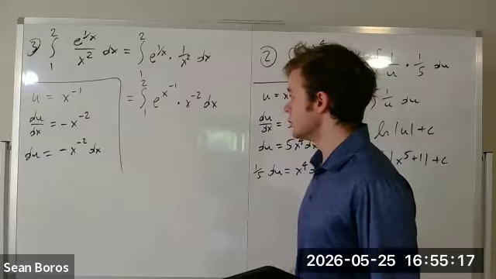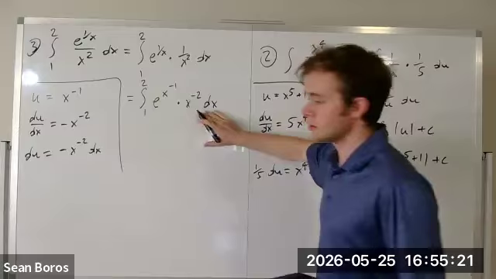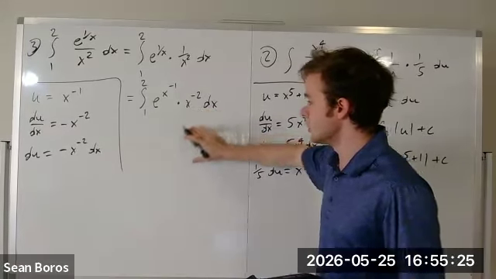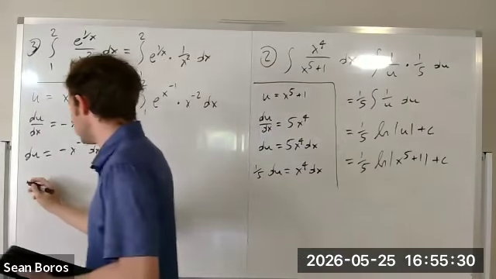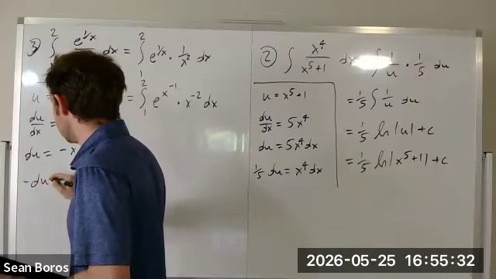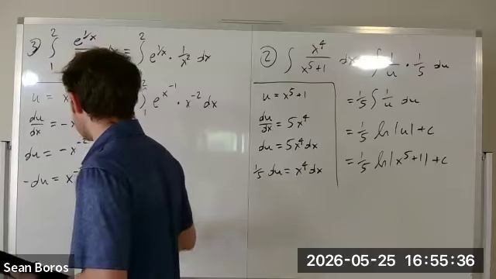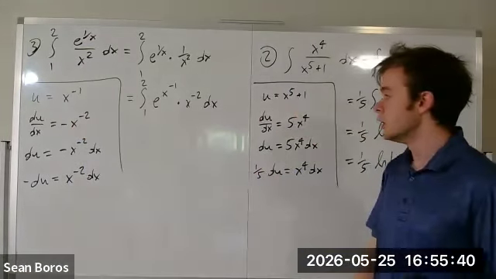Okay. And now we have to analyze, is this actually the same thing that we have up here? And the answer is no, because up here we have x to the negative 2 dx. Down here, this one is negative. So we need to multiply both sides by negative 1 to get negative du equals x to the negative 2 dx. Now what we have here matches.